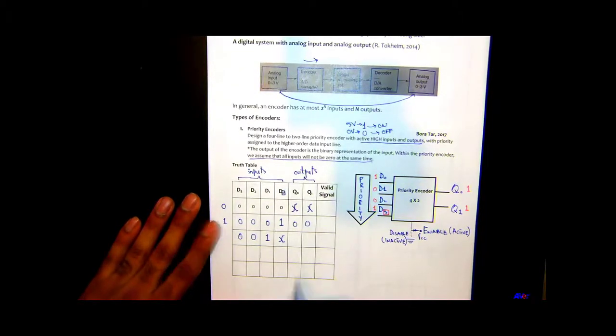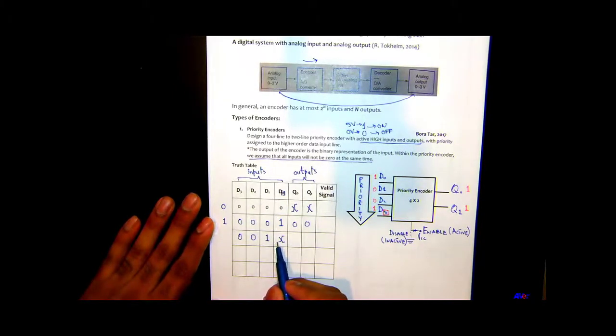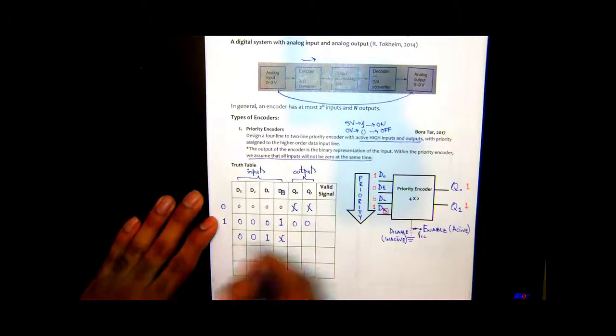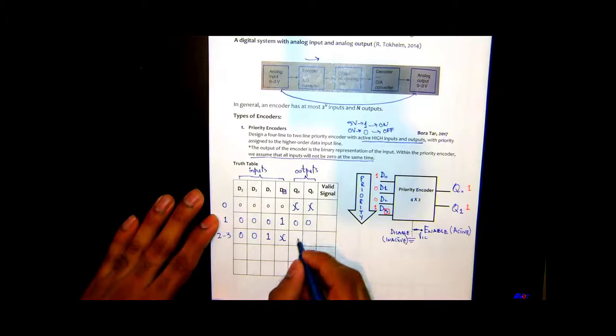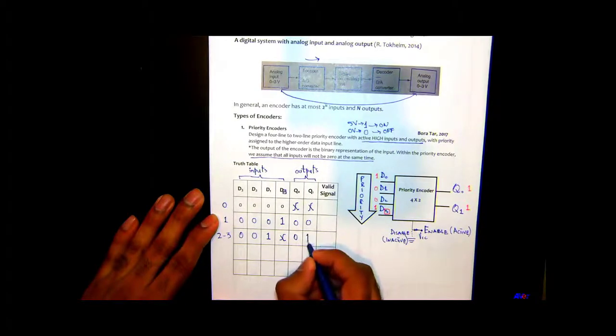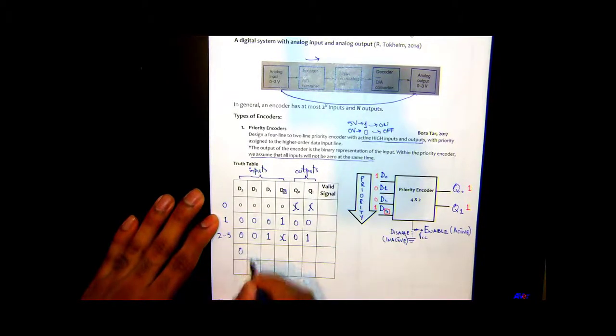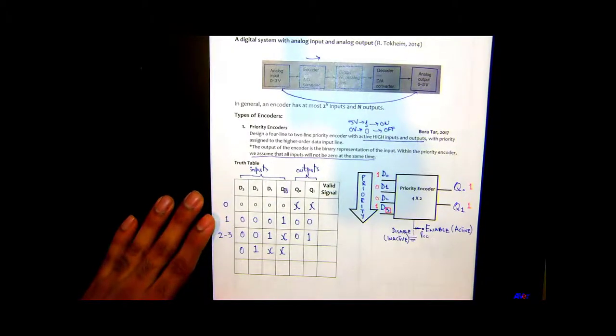Correct. Because D1 is a higher priority, I really don't care whether D0 is 0 or 1. So this is actually covering 0, 0, 1, 0 and 0, 0, 1, 1. So it's actually covering 2 to 3. And the output will be what here, guys? 0, 1. Thank you. If I have 0, 1, and then again I can have these as don't care, what would be the output here?